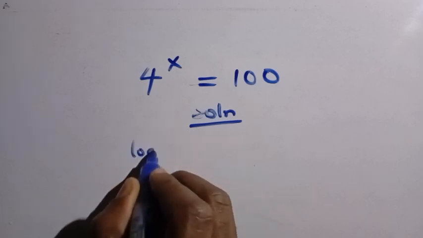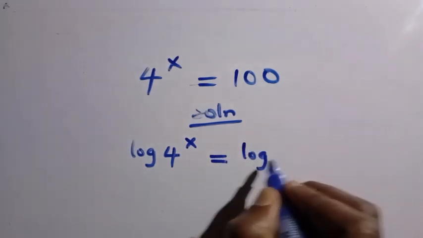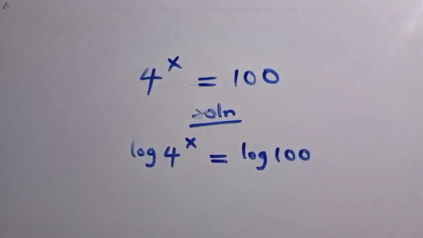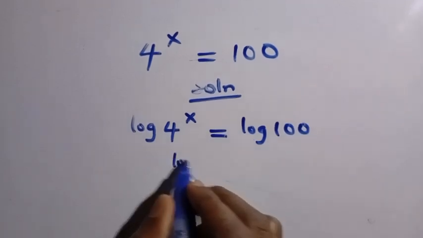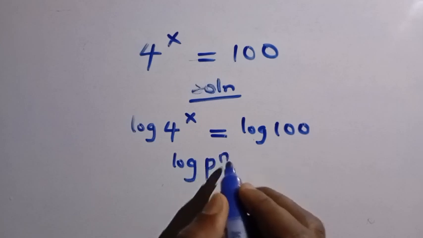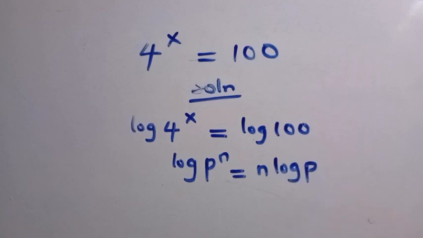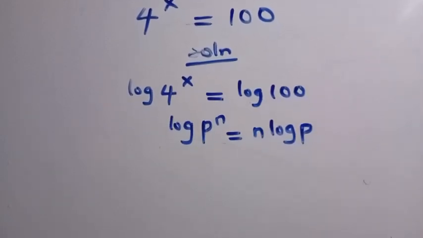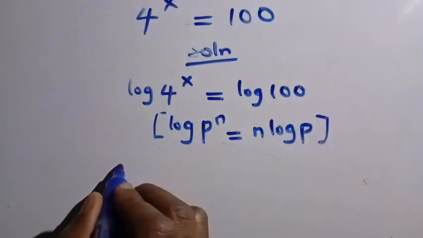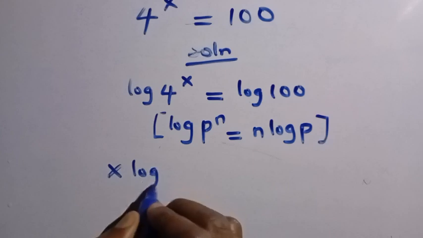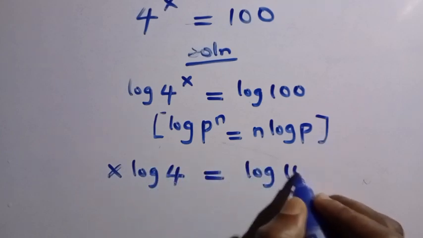So we have log 4 power x equals log 100. So then by rule of log, suppose we have log p raised to power n, this equals n log p. So by trying to apply this rule from here, this becomes x log 4 equals log 100.